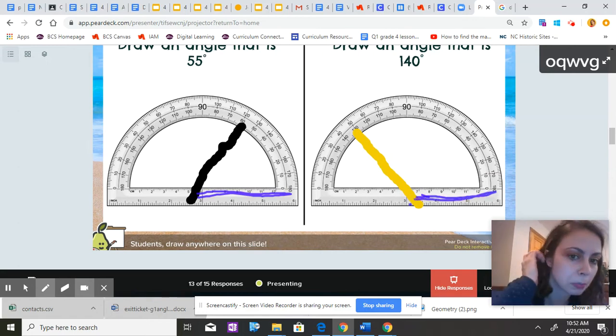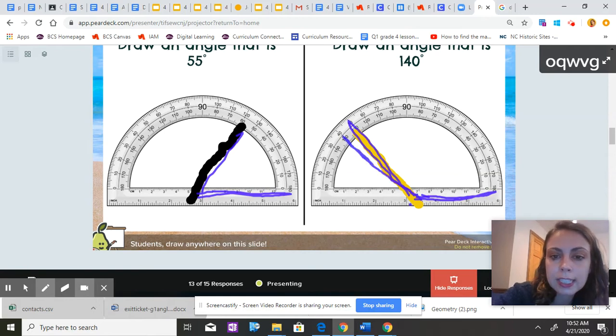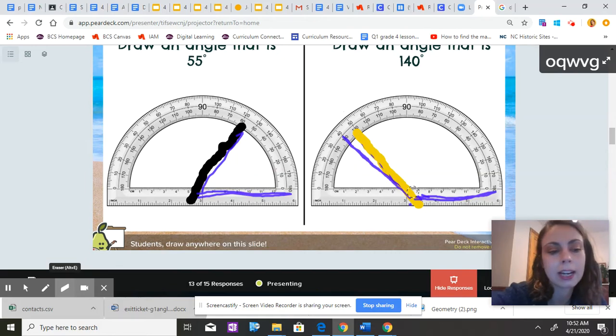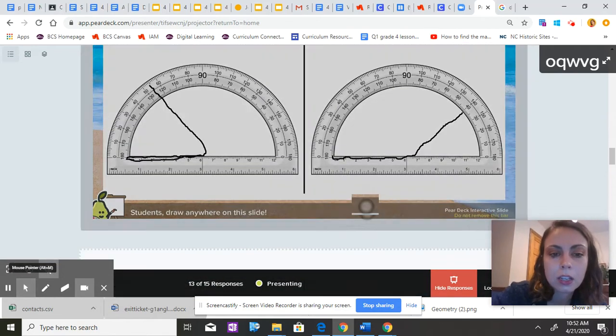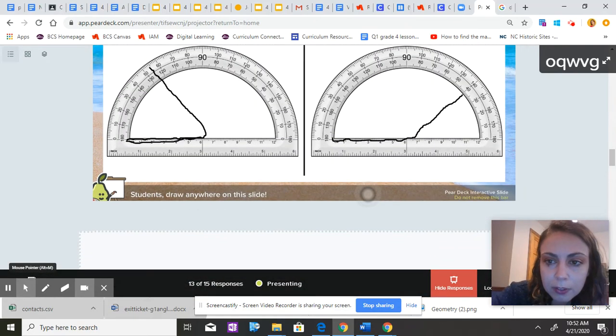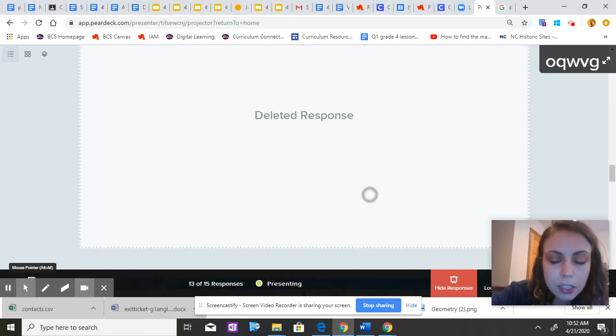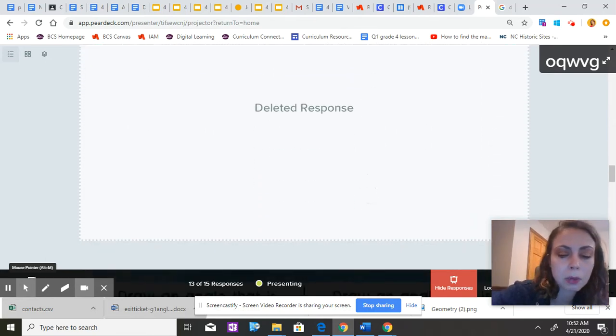These might have just been a lack of detail. This one does go to 55. However, this one definitely looks like it goes to 130. So that's an attention to detail. We've got to be careful. That would be counted as wrong, but I think they probably actually knew what they were doing. Then 55 and 140, good. So those were your classmates' responses for that one.